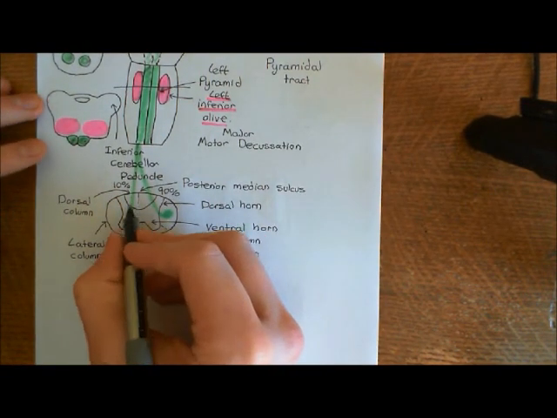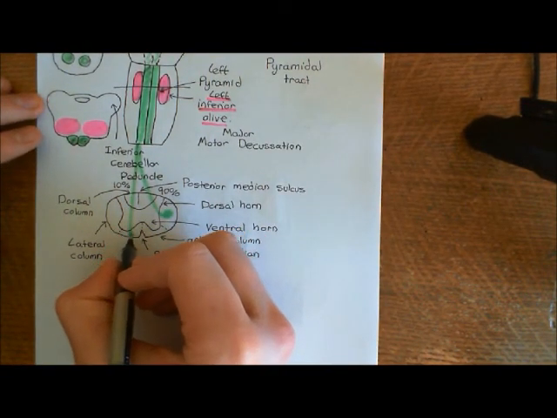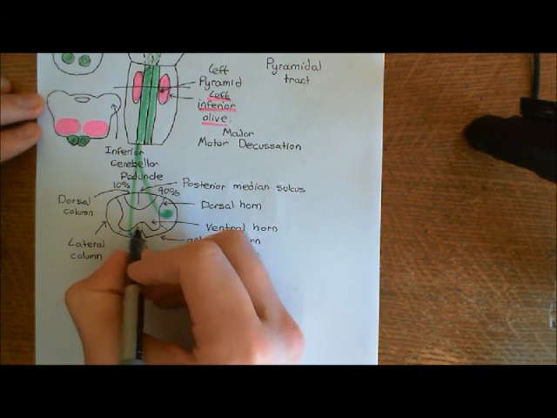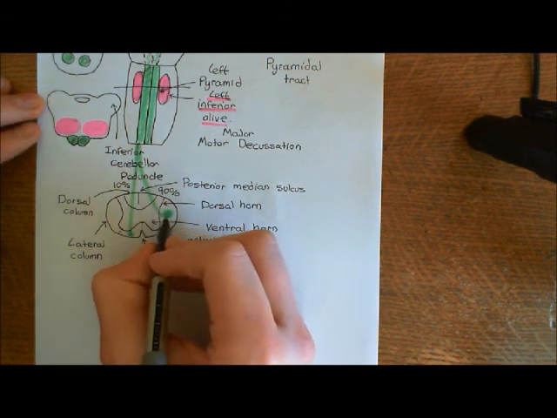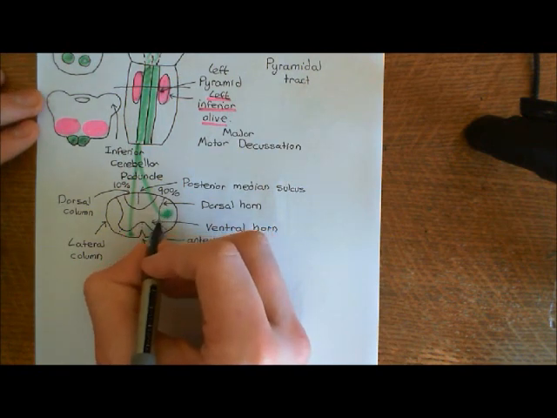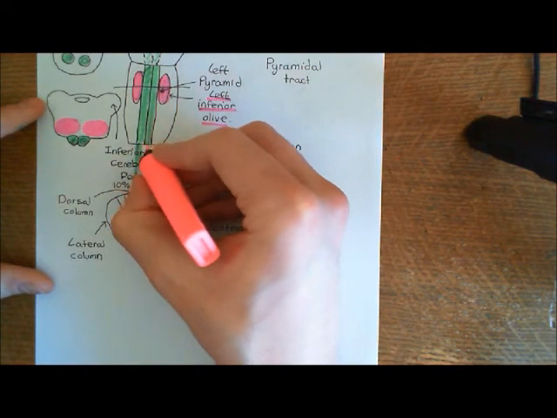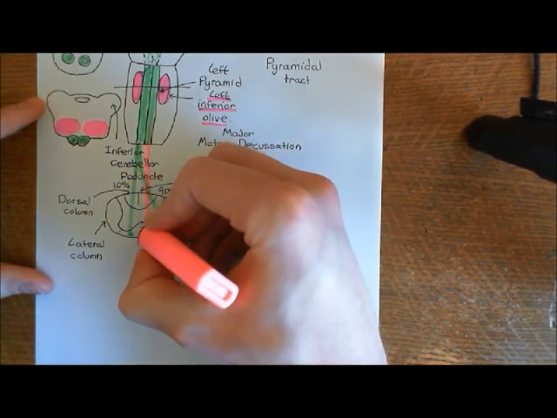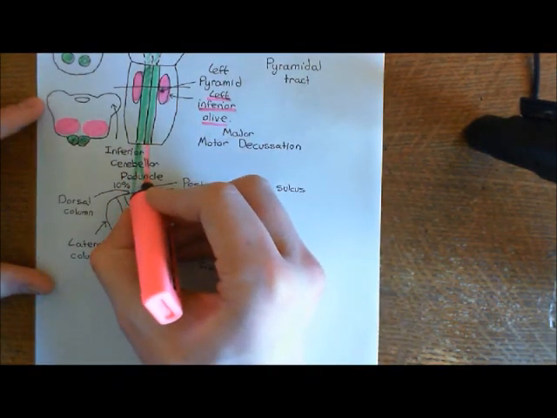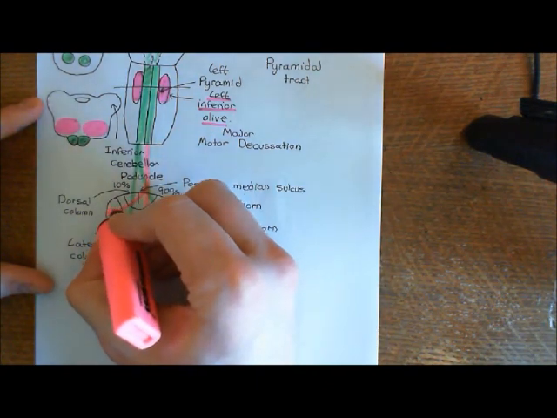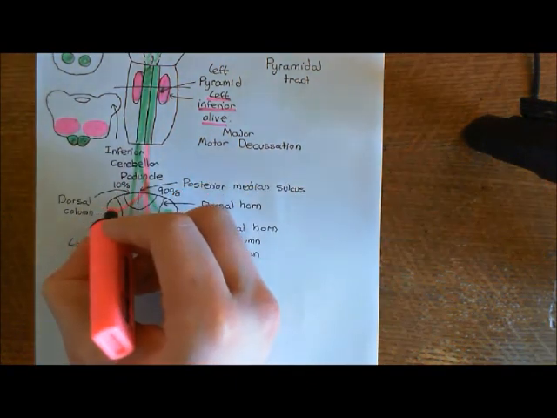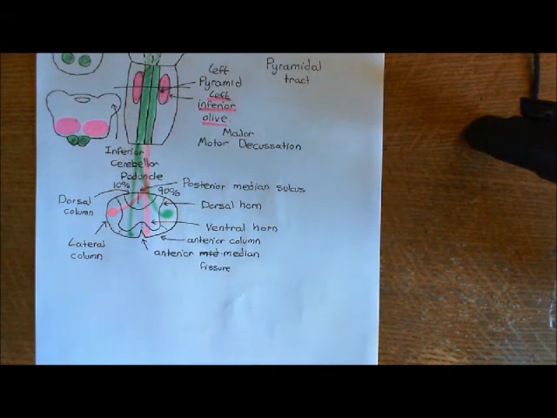So the 10% that stay on the same side, they stay in the anterior column. The 90% that cross to the other side, they go into the opposite, the contralateral as it's called, which just means the opposite lateral column. And then the same thing will happen for the left corticospinal tract. So 10% will stay in the anterior column, and then about 90% will go into the contralateral, i.e. the right, in this case, lateral column.